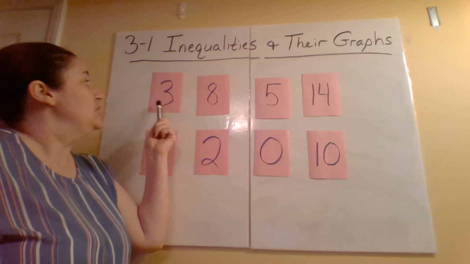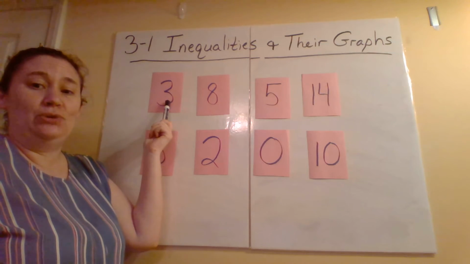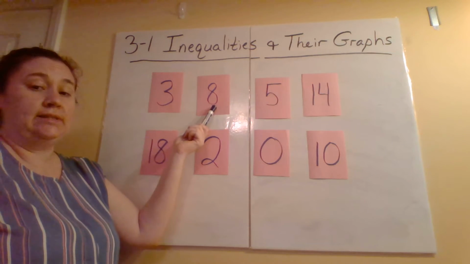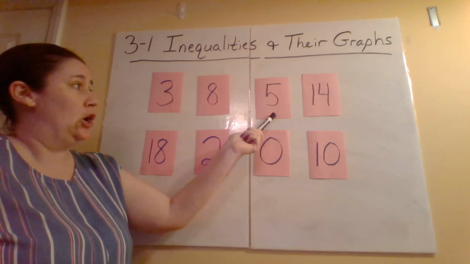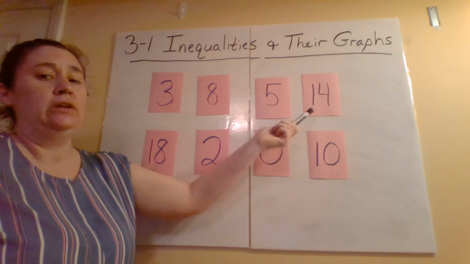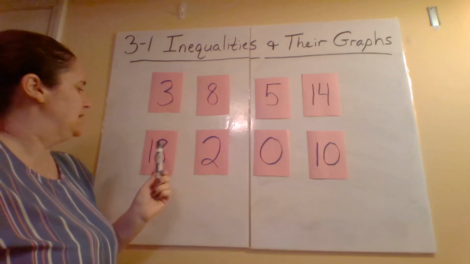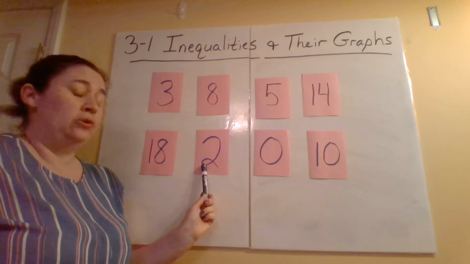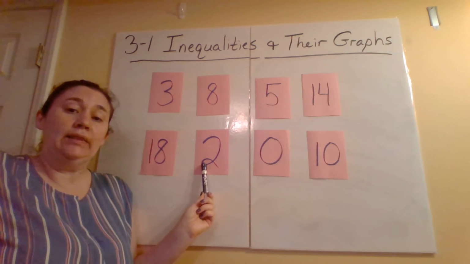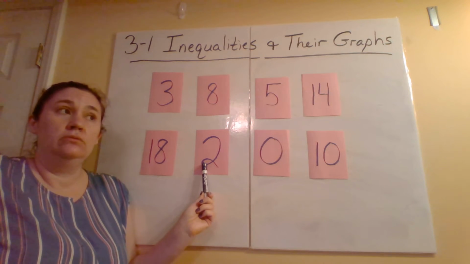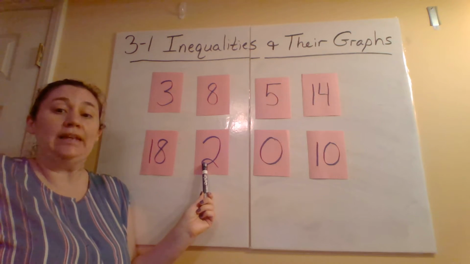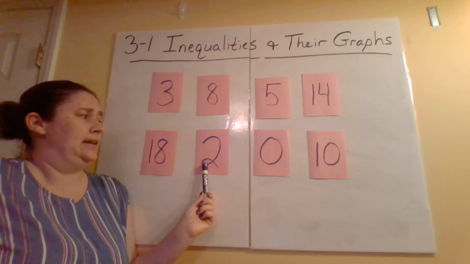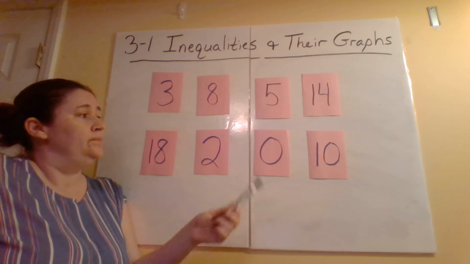Is 3 less than 2? No. 8? No. 5? No. 14? No. You all passed kindergarten. You know what's less than 2. 18? Not less than 2. 2. Is the number 2 less than 2? No. The number 2 is equal to 2. It's not less than itself. So we can't count that.